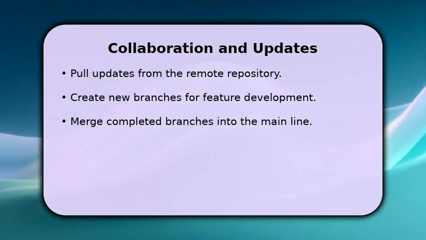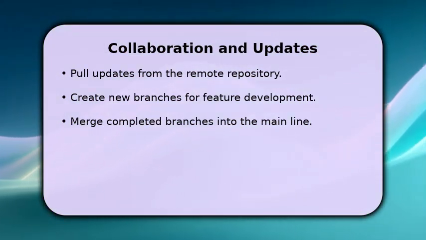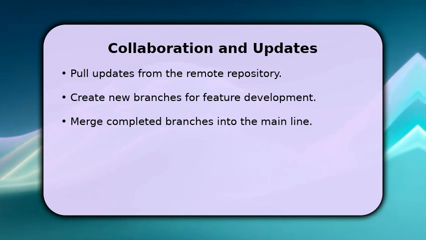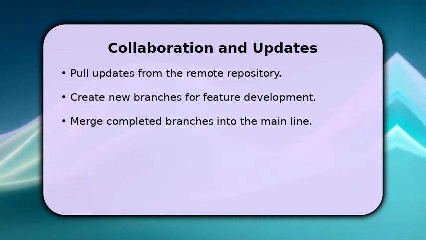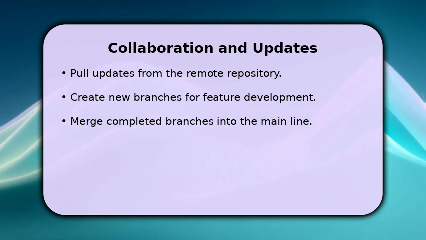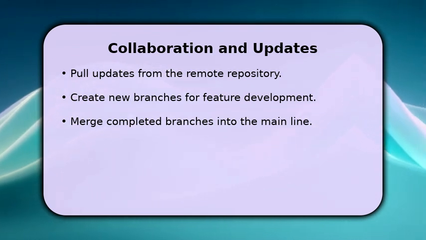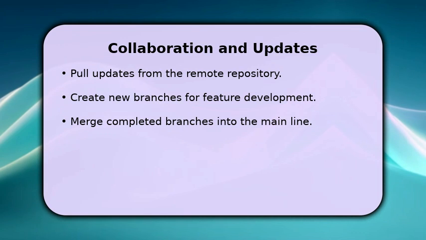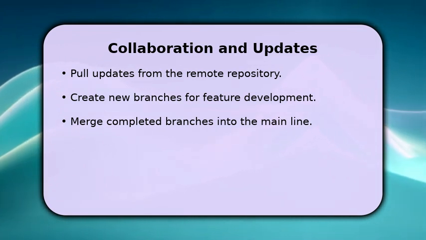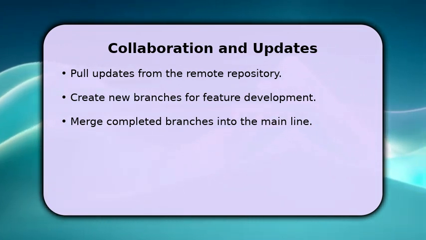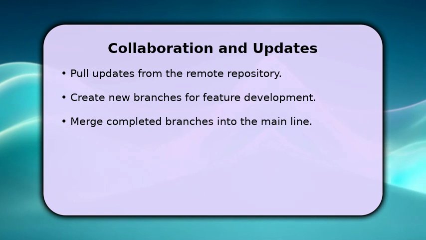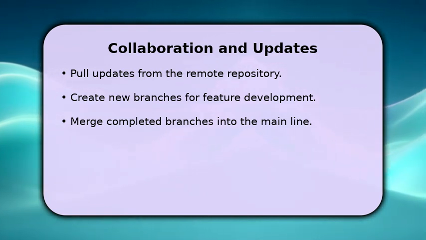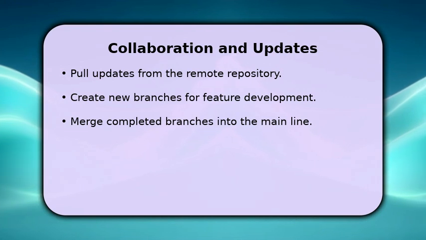Collaboration involves keeping your local repository updated and managing new features. Use git pull origin main to fetch and integrate changes from the remote repository. For new features or bug fixes, create a new branch with git checkout -b new-feature. Once your work is complete, merge your branch back into the main development line using git merge new-feature. This keeps your project organized and facilitates teamwork.